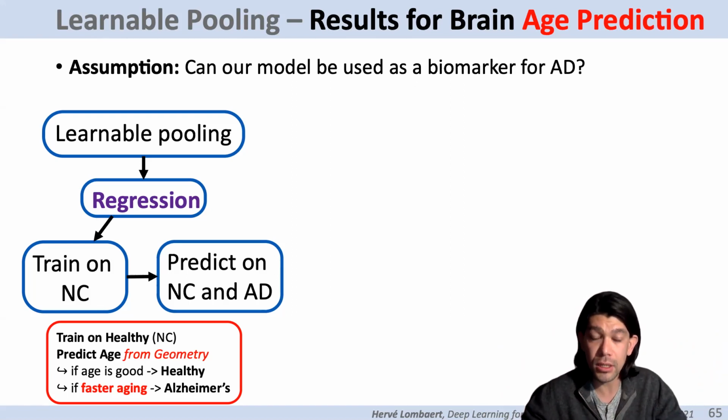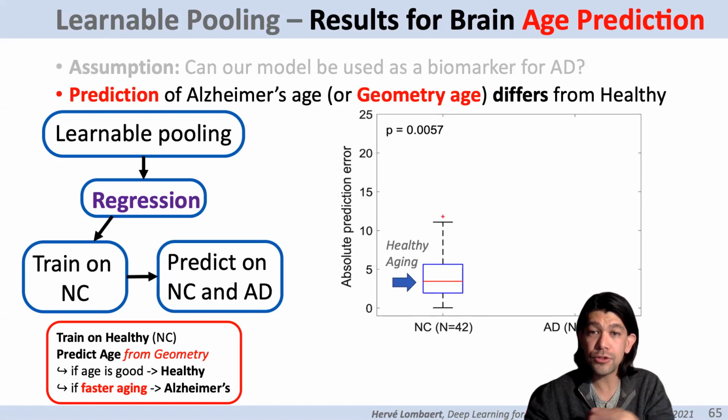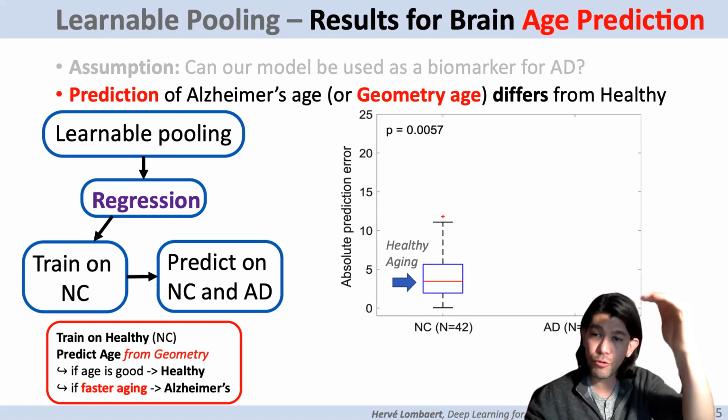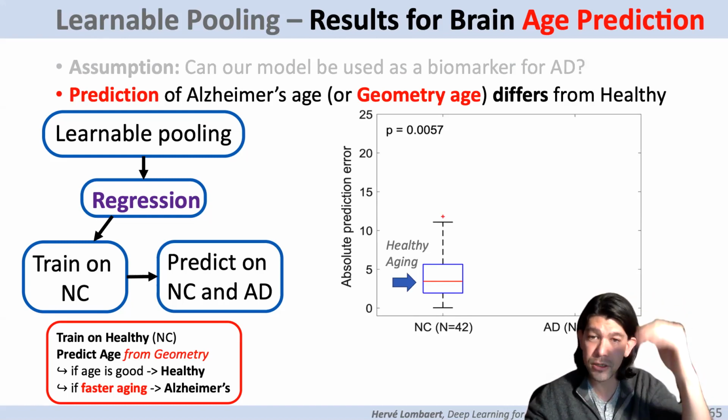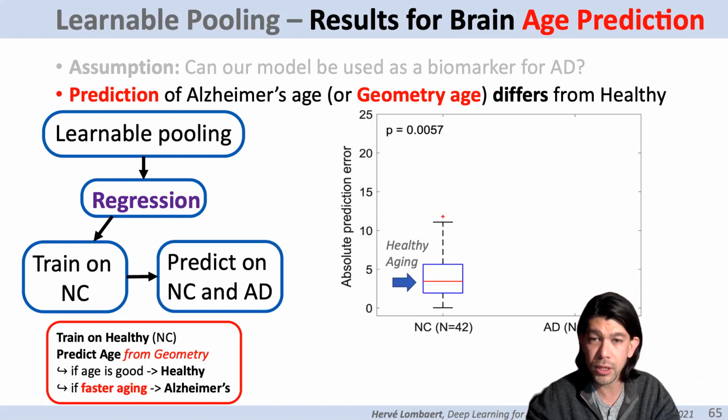So maybe it's a symptom, or maybe it's a sign that the person has Alzheimer's, or something that makes the brain age faster in that case. So if we train again a model only on healthy subjects, that's the results we have. We have an error of about 4 years. Then the predicted age and the real age of the person differ by more or less 3-4 years. So that's the performance we can get.